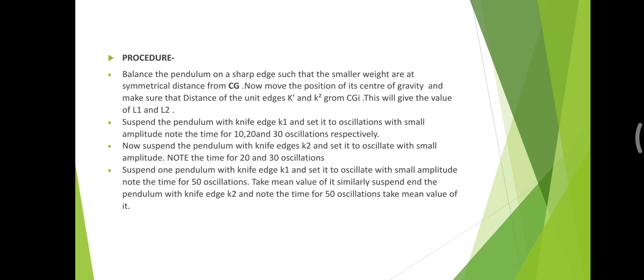Procedure. Balance the pendulum on a sharp edge such that the smaller weights are at symmetrical distance from the CG. Now move the position of its center of gravity and measure the distances of the knife edges K1 and K2 from the CG. This will give the values of L1 and L2. Suspend the pendulum with knife edge K1 and set it to oscillate with small amplitude. Note the time for 10, 20 and 30 oscillations respectively. Now suspend the pendulum with knife edge K2 and set it to oscillate with small amplitude. Note the time for 20 and 30 oscillations.